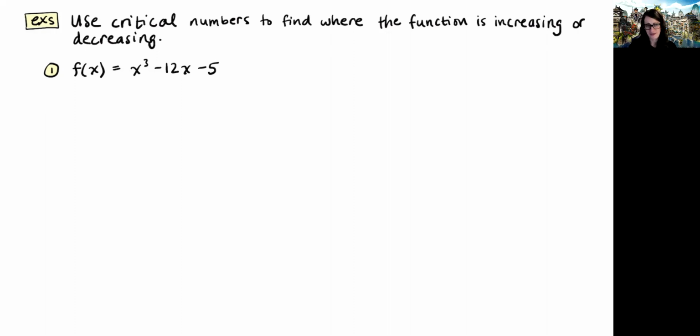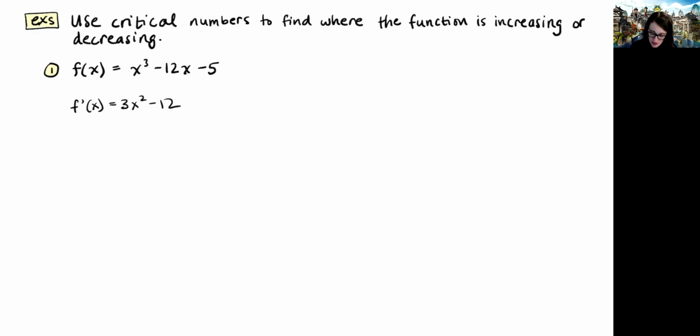So the first pre-step one thing you want to do is find the derivative. So go ahead and differentiate this. This is a nice polynomial, so it just needs those simple derivative rules. And you'll just get that f prime of x equals 3x squared minus 12.